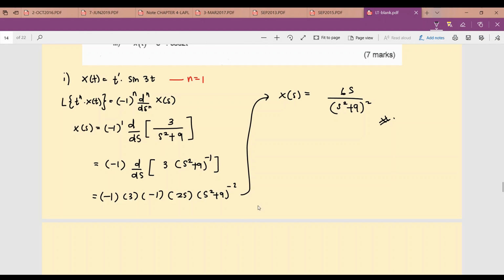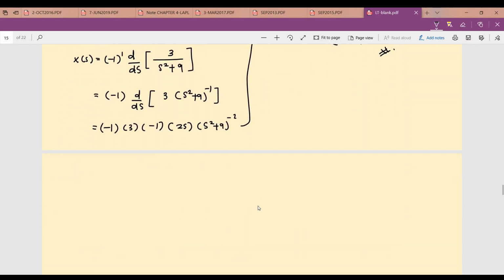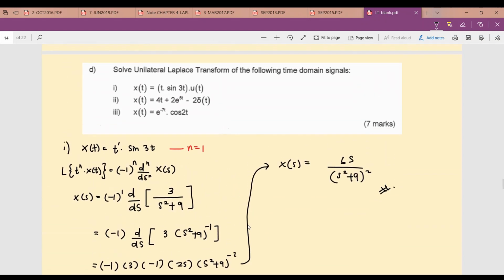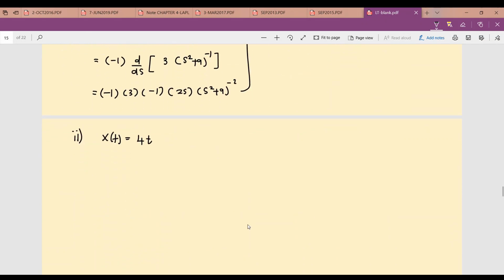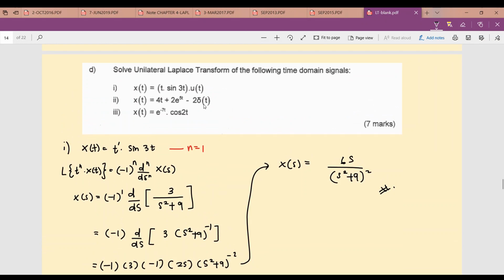And then we look at number 2. Number 2 I will do down here. Okay, number 2: 40 plus 2 exponent 5t, minus 2 delta t.